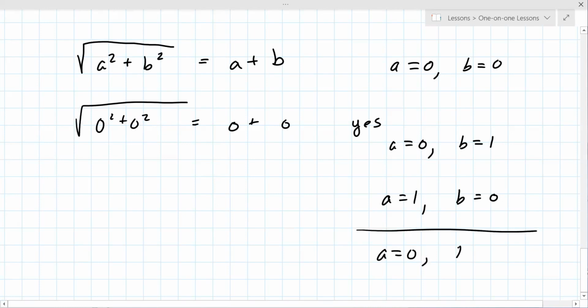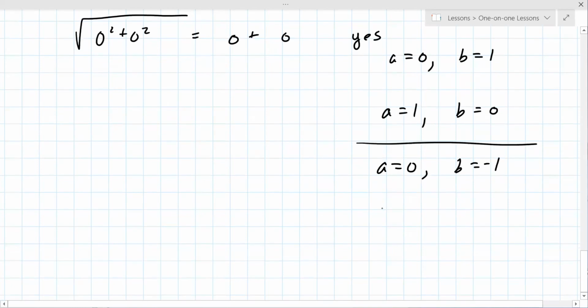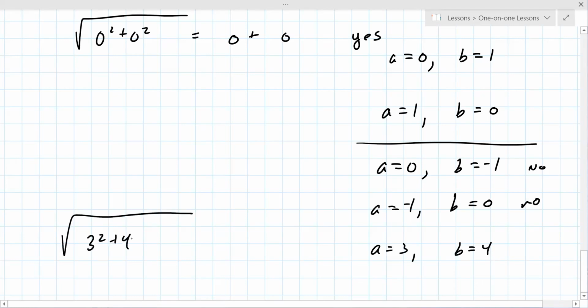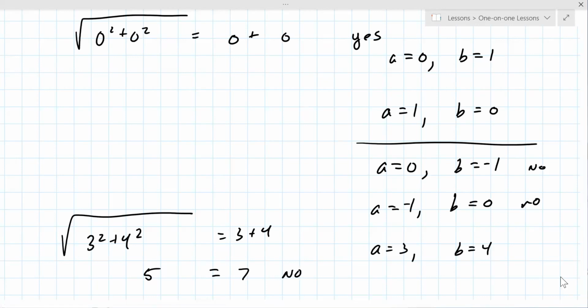Let's say a is 0 and b is equal to negative 1. Well, negative 1 squared is 1, square root of 1 is 1, but does that equal negative 1? No. How about if a is negative 1 and b is 0? Well, no, and no. So you might think, well, maybe it works for positive numbers. Well, we keep setting 1 equal to 0. So let's look at a more realistic case. a equals 3, b equals 4. Does that work? Is the square root of 3 squared plus 4 squared equal to 3 plus 4? 5, is that equal to 7? No.